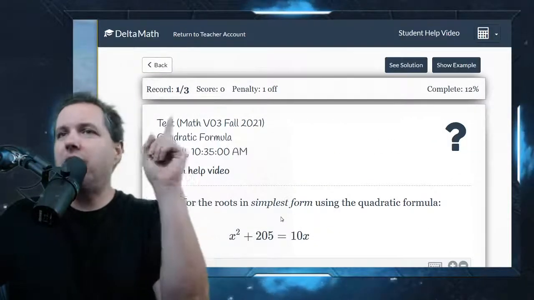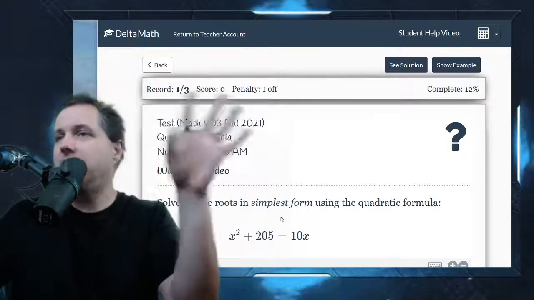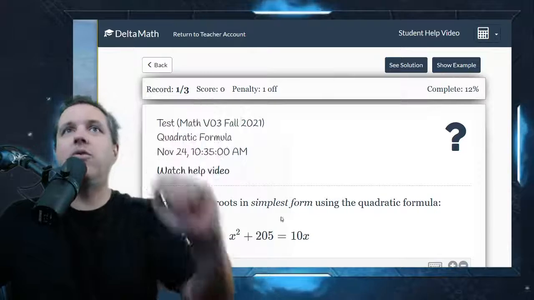Okay, so there's always that. Just don't let a -b value confuse you. It doesn't need to be confusing. Don't let it throw you off.